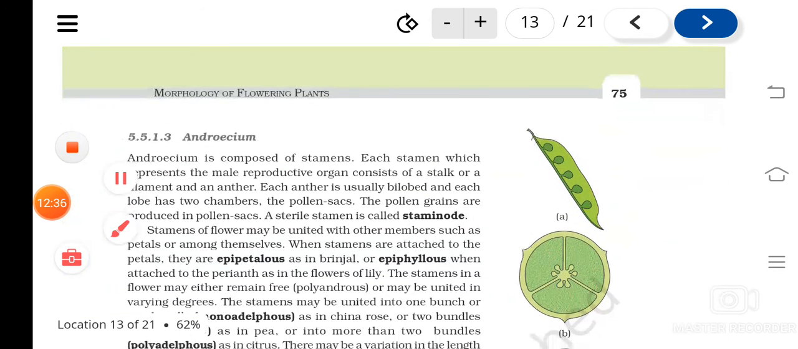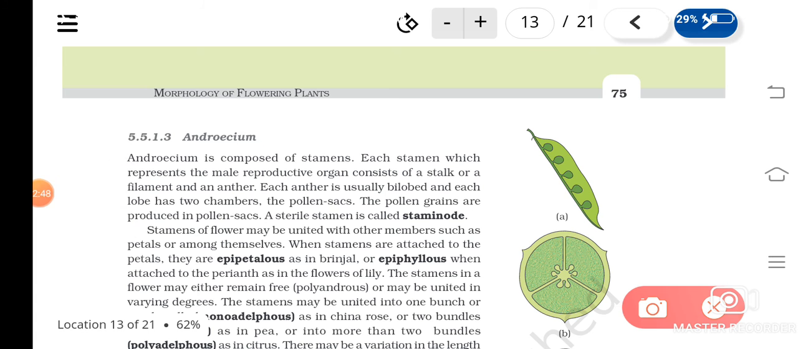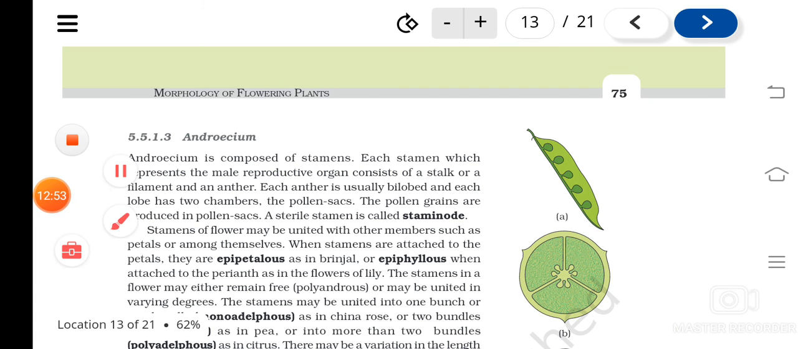Then next we have to study the androecium. Androecium is what? The male part of the flower, isn't it? The male part of the flower is known as androecium. And what are the units of androecium? Stamens. They are made up of stamens. Clear?